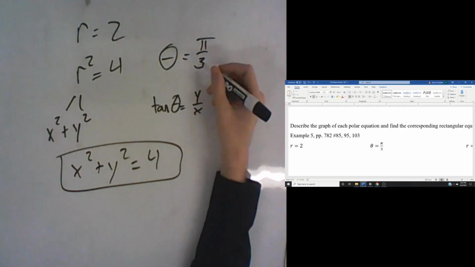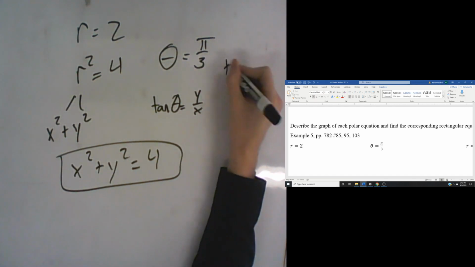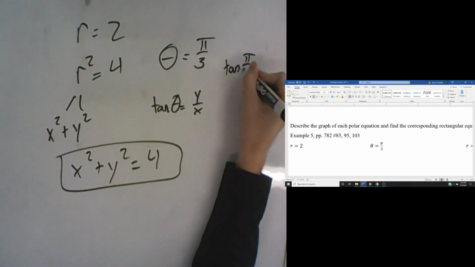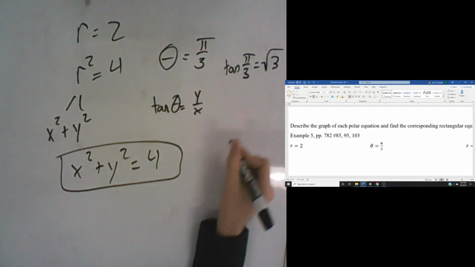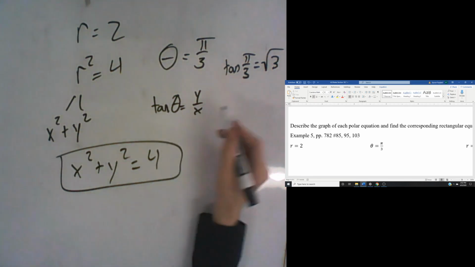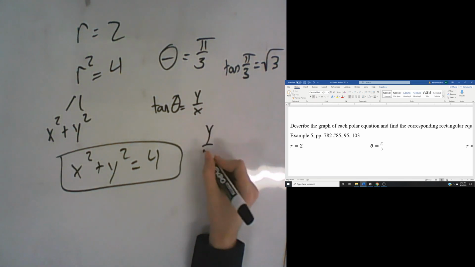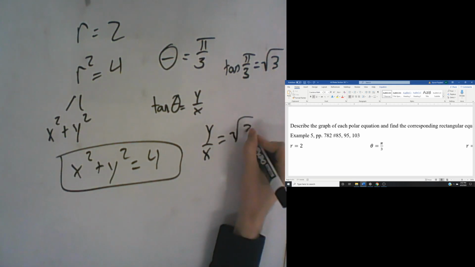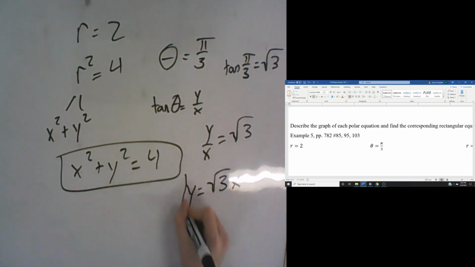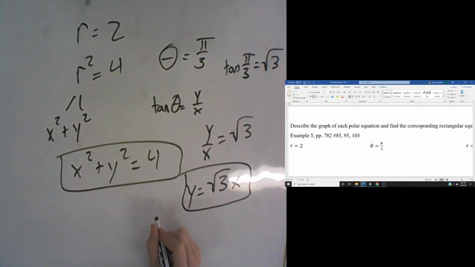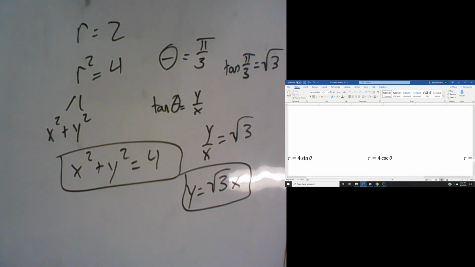Now, what's the tangent of pi over 3? Tangent of pi over 3 is, the answer is absolutely root 3. So tangent equals y over x, so y over x equals root 3. Or you can say y equals root 3 x. Boom, done. Okay. Now let's get a harder question because this is too easy.